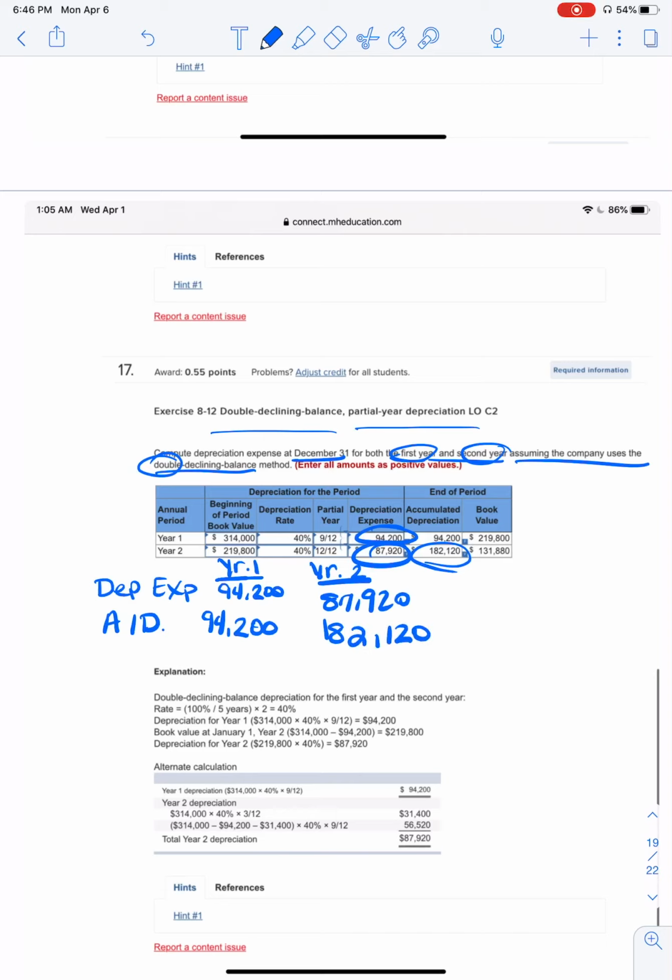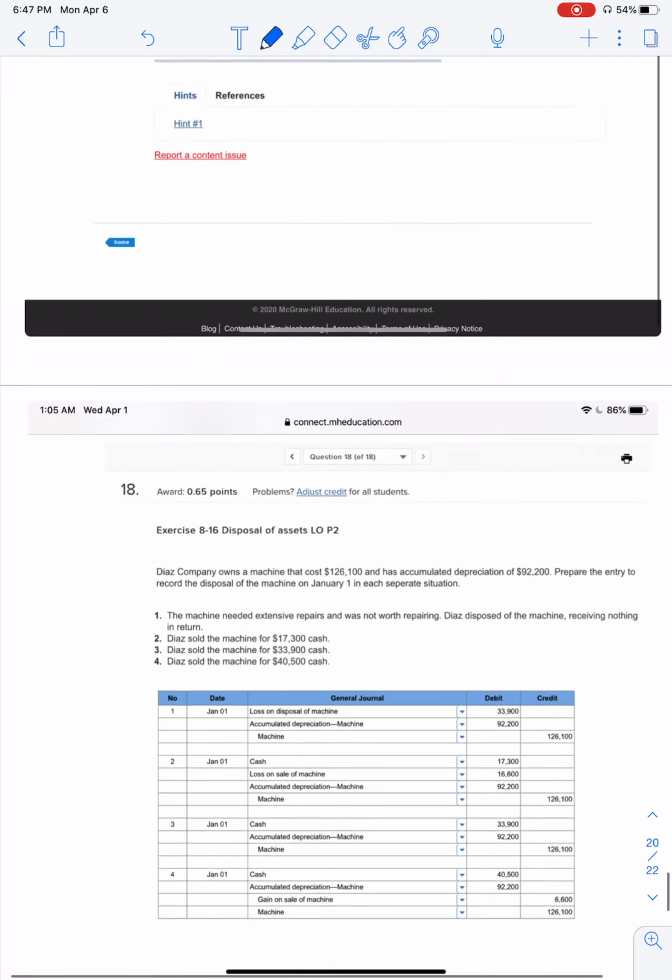$182,120. And this is because depreciation expense tracks depreciation for one individual year and goes on the income statement. But accumulated depreciation tracks all depreciation expense over the entire life of the asset and therefore goes on the balance sheet specifically as a contra asset account. So that's the difference in what we mean when we're talking about depreciation expense and accumulated depreciation. So that handles number 17, and with that we'll move on to our last question, which is number 18.